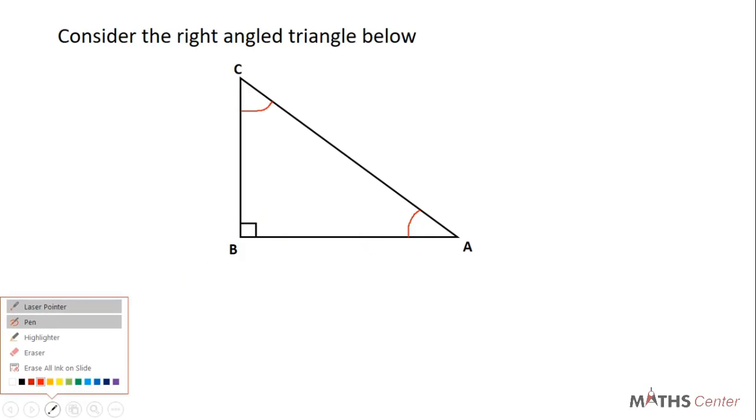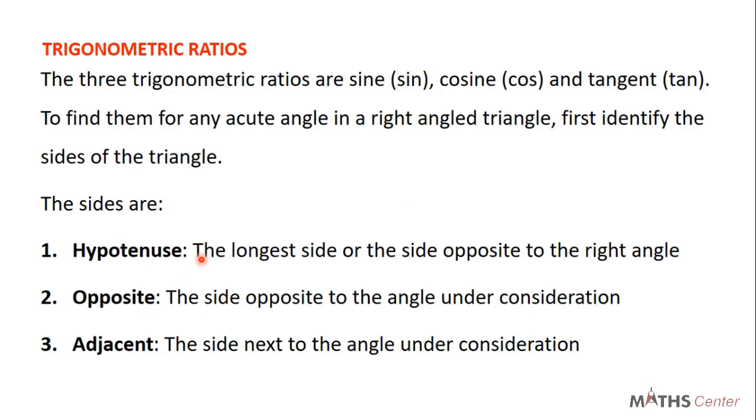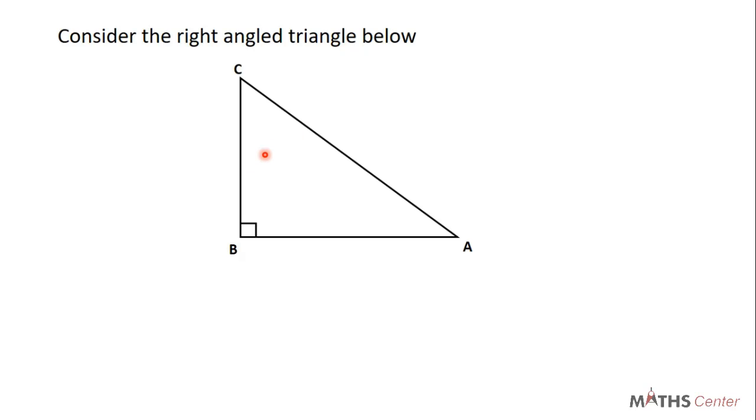Now that is what the point was telling us, that in order to find the value of the acute angles or the length of the sides of the right-angled triangle, we need to know these three sides of the right-angled triangle. The first one is the hypotenuse. In a right-angled triangle, the hypotenuse is the longest side or the side opposite to the right angle. Opposite is the side opposite to the angle under consideration, and adjacent is the side next to the angle under consideration. How do we find these three trig ratios for this right angle here?